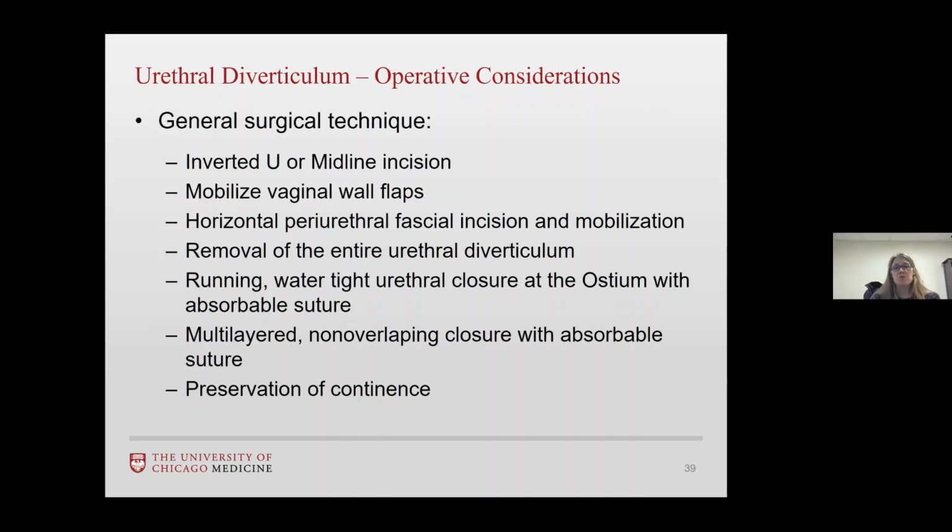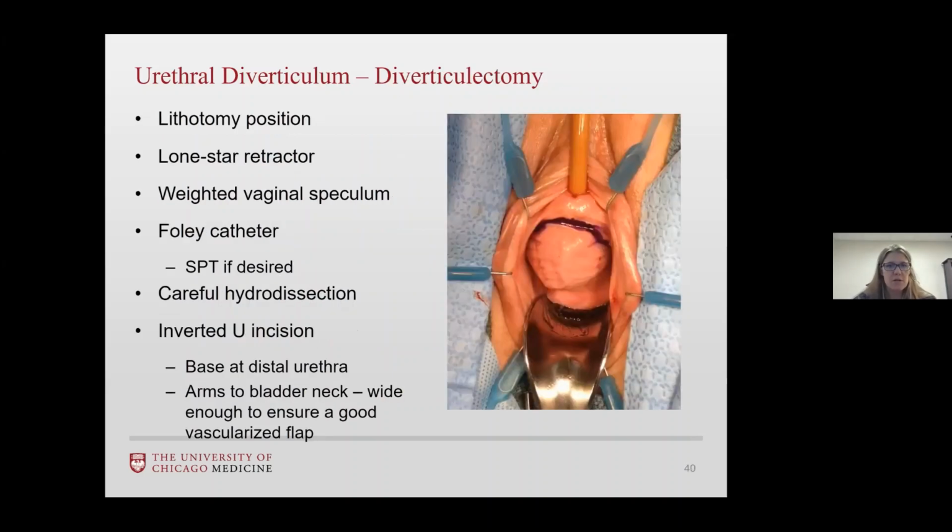So your general surgical technique, you're going to do an inverted U or midline incision per preference. You'll mobilize your vaginal wall flaps. You're going to do a horizontal periurethral fascial incision and then mobilization of that. You want to remove the entire urethral diverticulum and then do a running watertight urethral closure at the ostium with absorbable suture. Then you'll have a multi-layered non-overlapping closure with absorbable suture, and the goal is preservation of continence, of course.